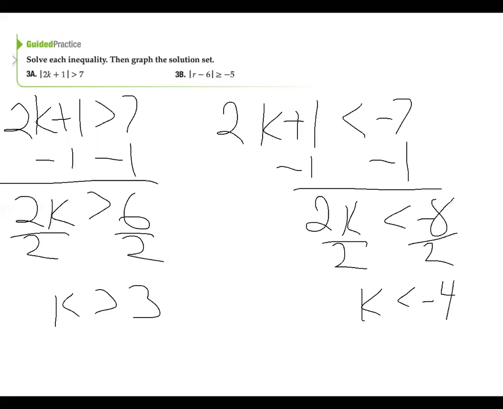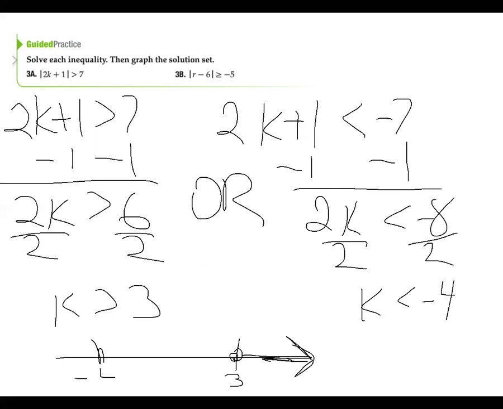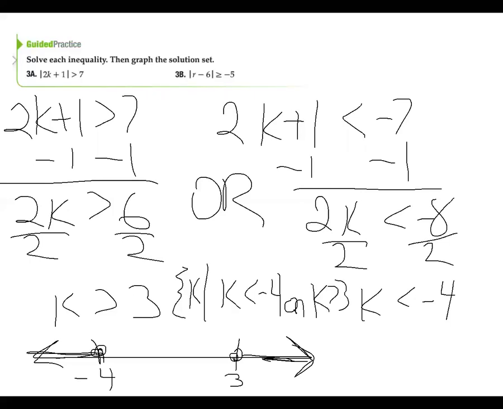Now notice, we've got to graph these. So k is greater than 3. Here's 3, so that's everything up here. Remember, this is an or statement. And then -4 would be somewhere down here, so put a circle and shade everything down here. So the solution set is k such that k is less than -4 or k is greater than 3. Okie dokie.